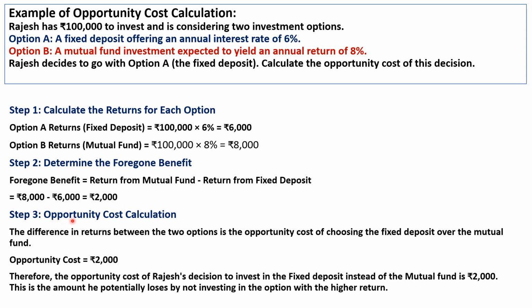Step 3. Opportunity cost calculation. The difference in returns between the two options is the opportunity cost of choosing the fixed deposits over the mutual fund. Opportunity cost is equal to 2,000, that is 8,000 minus 6,000, 2,000. Therefore, the opportunity cost of Rajesh's decision to invest in the fixed deposit instead of the mutual fund is 2,000. This is the amount of potential loss by not investing in the option with the highest return.